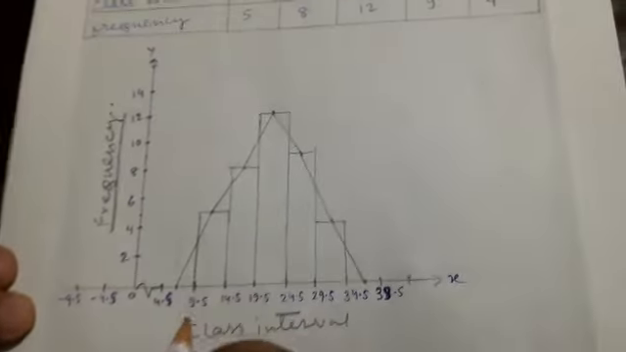Now let us see, from 9.5 to 14.5, what is the frequency given? 5. So here we will make it one rectangle. Similarly 14.5 to 19.5, it is 8. So here we will mention it 8.